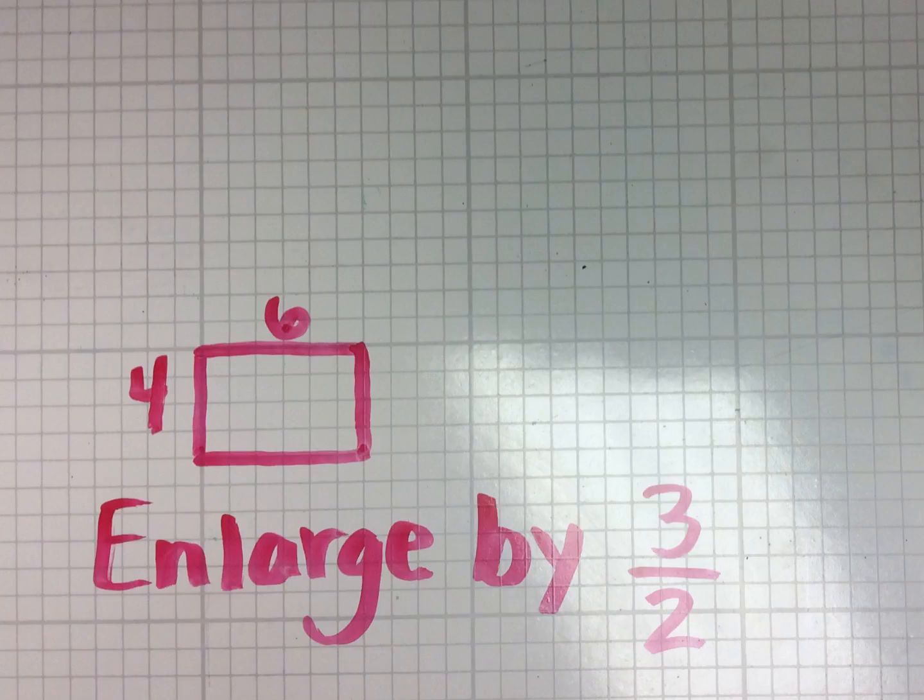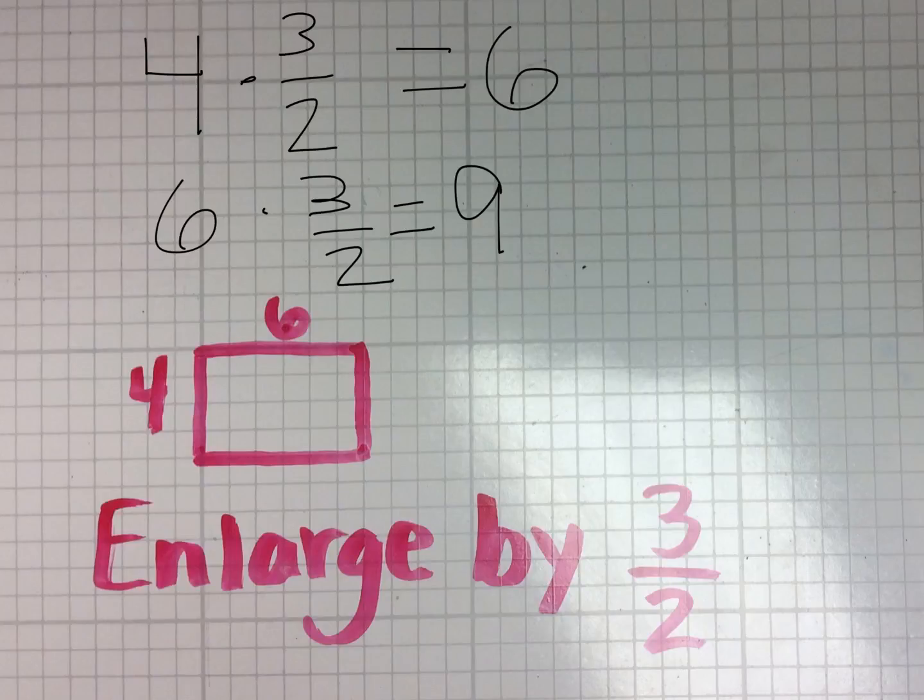All right, so let's investigate why this happens. So if we have a rectangle that has the side lengths of 4 and 6 units, and we want to enlarge it by a scale factor of 3/2, we're really enlarging each of the side lengths by the scale factor. So we're going to take 4, and we're going to multiply it by 3/2, and we're also going to take 6 and multiply it by 3/2. So our new side lengths are 6 and 9.